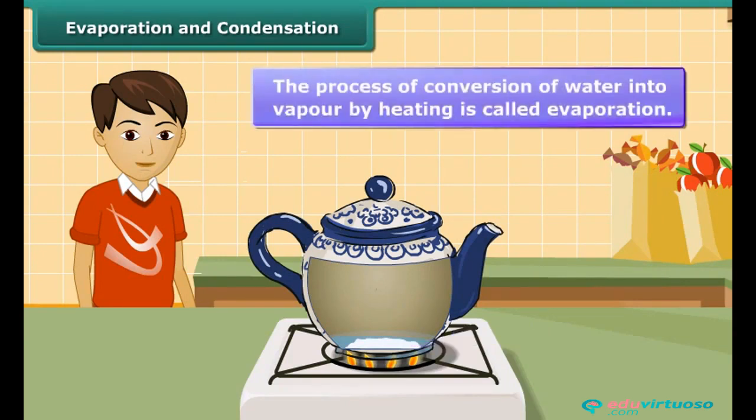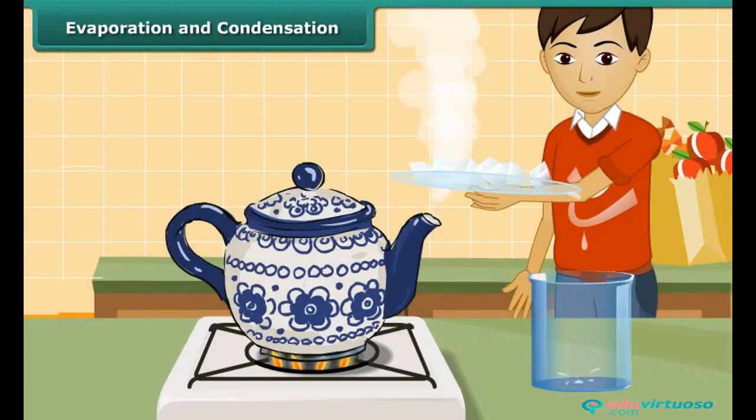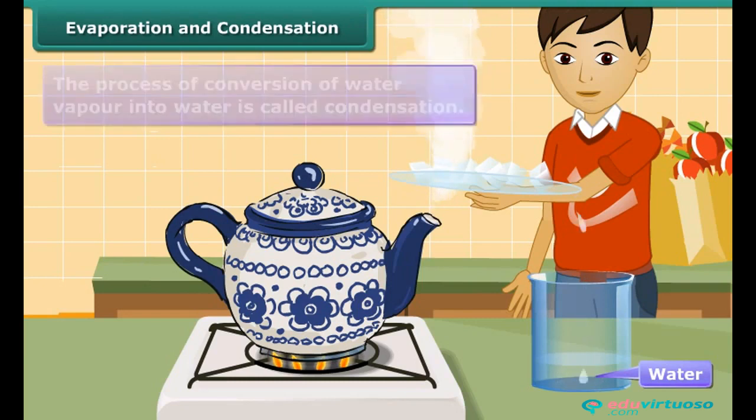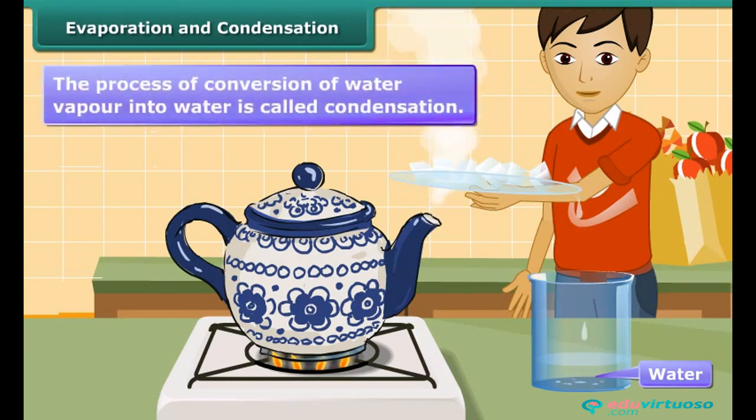This process of conversion of water into vapor by heating is called evaporation. In order to obtain the water while heating the salt water, hold a plate containing ice just above the spout of the kettle. When the steam escaping through the spout comes in contact with the plate containing ice, it condenses and forms water. This process gives us back the water. This process of conversion of water vapor into water is called condensation.